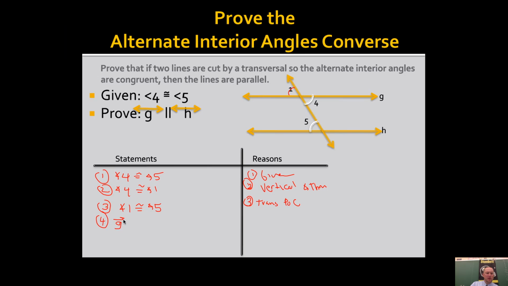So if you do it this way, you could be done pretty easily. Line G is definitely parallel to line H because we just proved that corresponding angles are congruent. That's the converse of the corresponding angle postulate. Okay, so we just proved this theorem. That means we can use it anytime we want in other proofs.